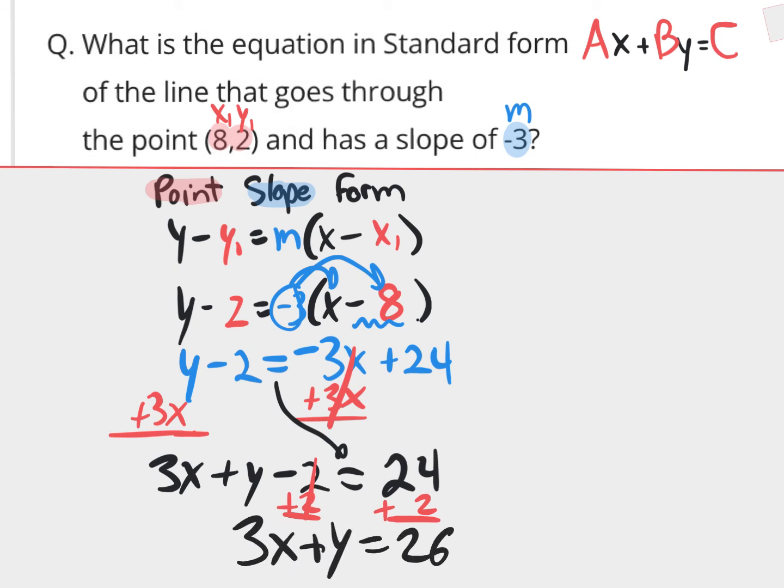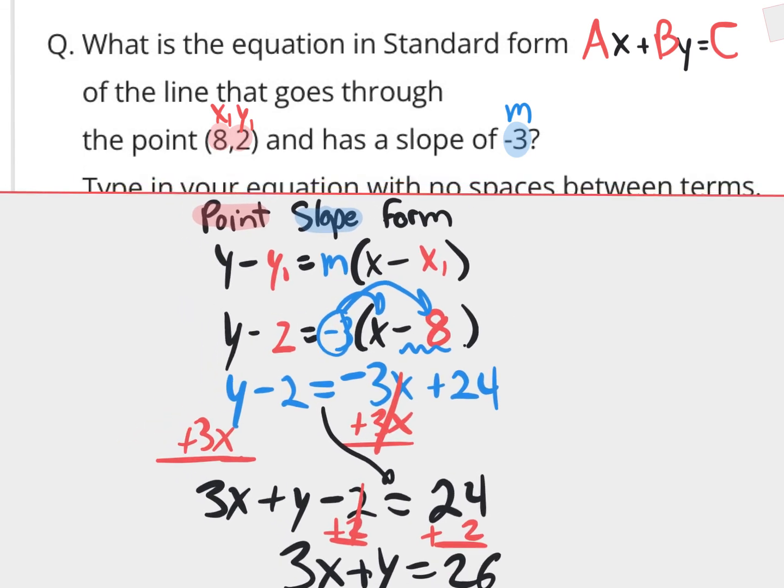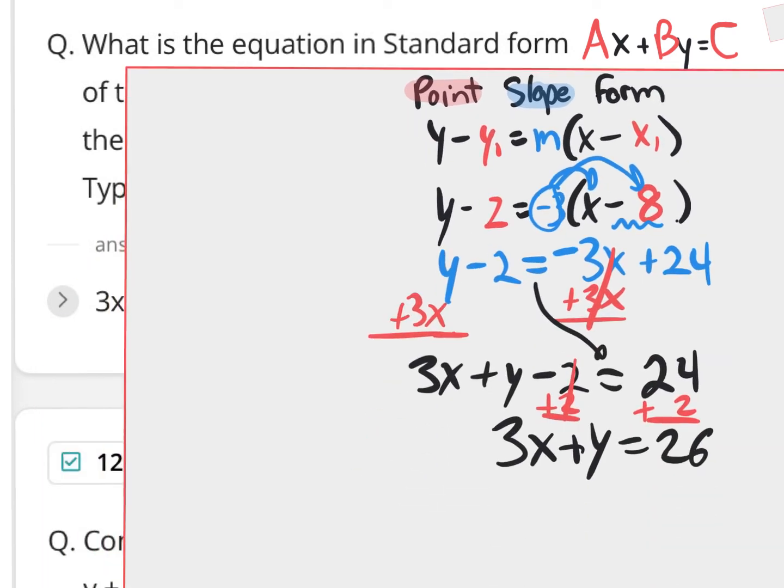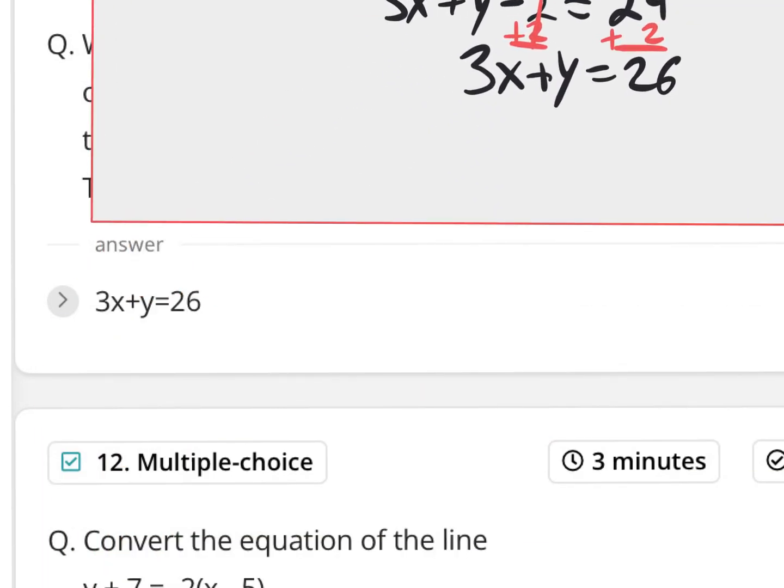And ladies and gentlemen, that's what they're asking for. As you can see right here, type in your answer, 3x plus y equals 26. They want you to type it in with no spaces between your terms. In other words, don't put 3x space plus space. Don't do that. No spaces between your terms. Type it in exactly like that. And that's how we actually wrote it right there. 3x plus y equals 26.